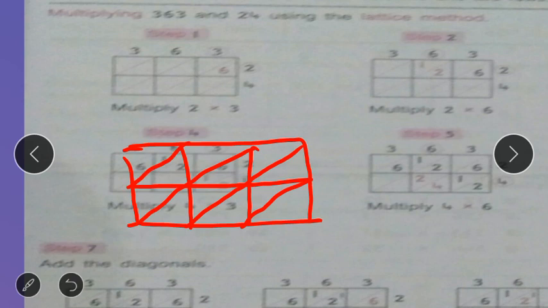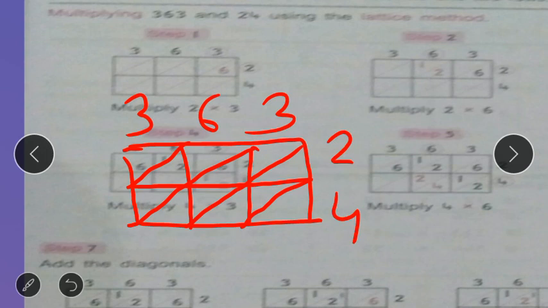As the number is 363, write 363. We have to multiply by 24. Then start multiplying. 2 3s are 6. Here you have to write 6. Here is 0. Clear? 2 6s are 12. 2 3s are 6. Are you getting me? Now 4 3s are 12, 4 6s are 24, 4 3s are 12. Got it, children?